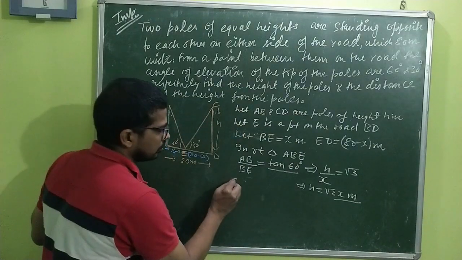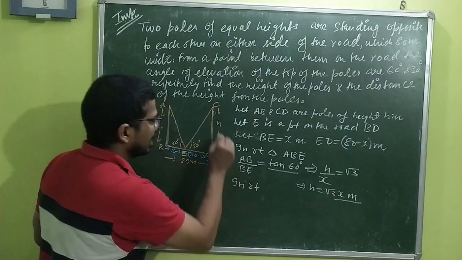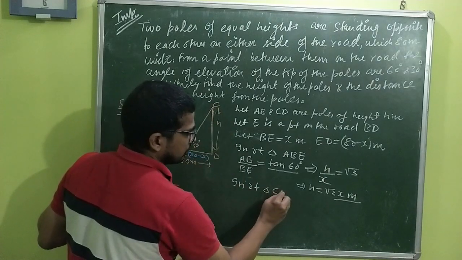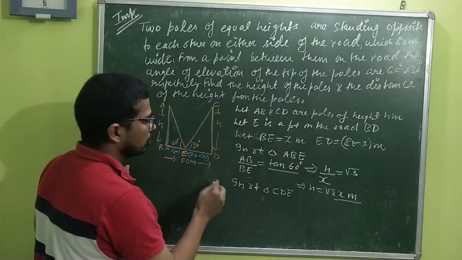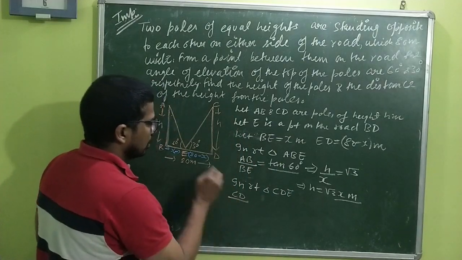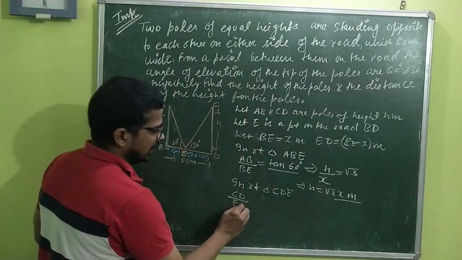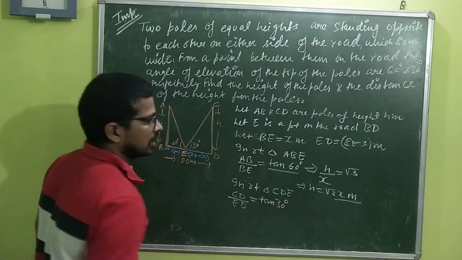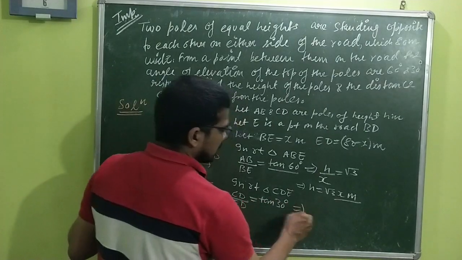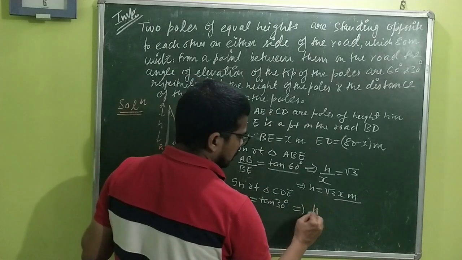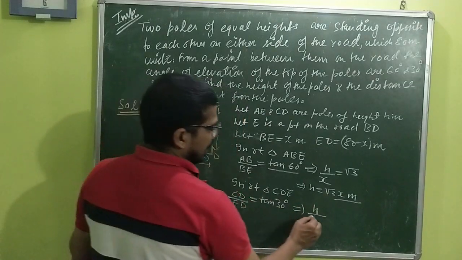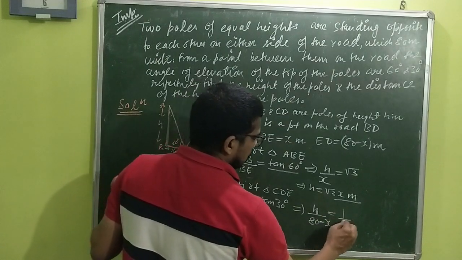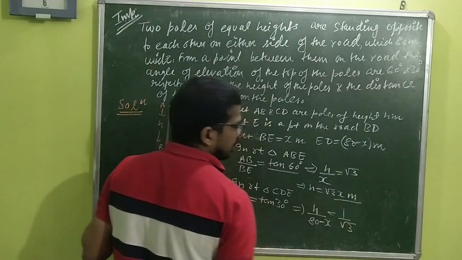Now in right triangle CDE, again we will go with this. CD upon ED is equal to tan 30. CD is again H. ED I have taken as 80 minus X, is equal to 1 upon root 3.